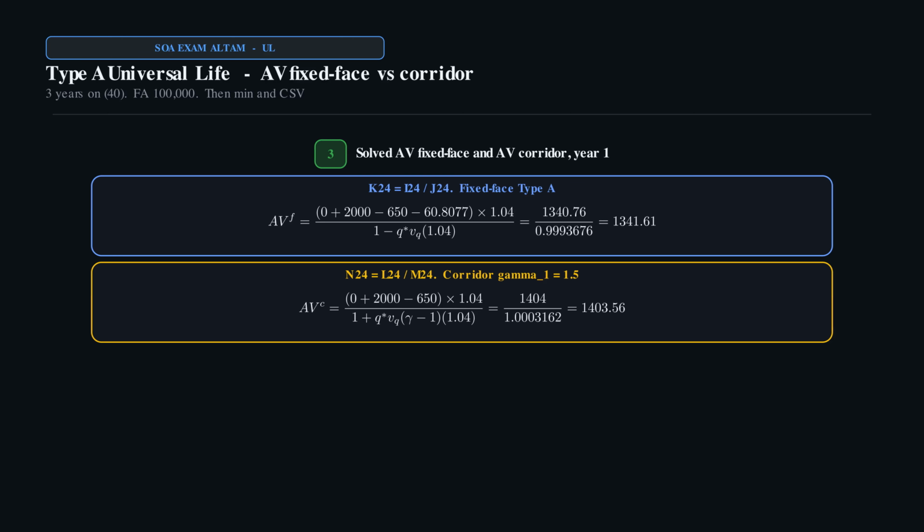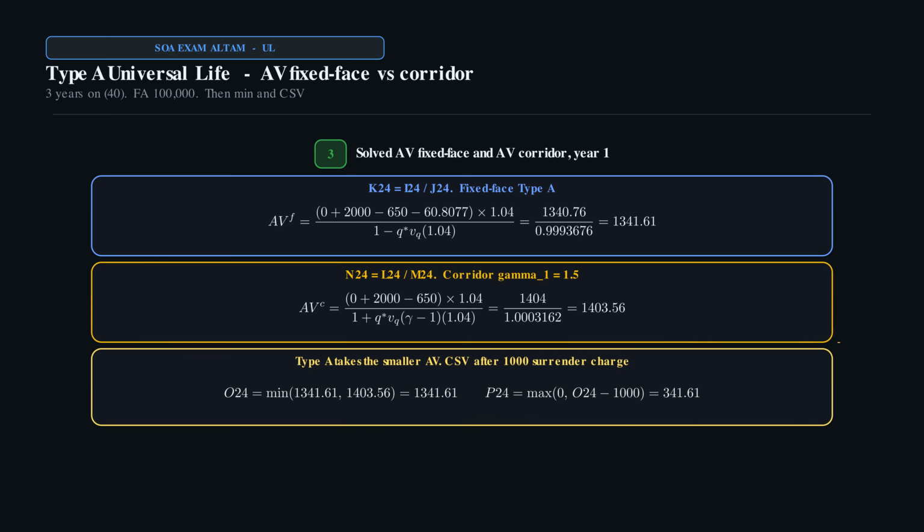Corridor numerator skips the CI piece and is 1,404. The denominator uses gamma minus 1, here 1/2. AVC is 1,403.56, larger than AVF. TypeA takes the minimum, so the corridor does not bind in year 1.